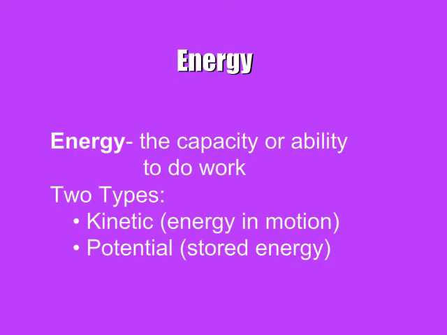Now that we've learned about the different types of macromolecules that the body uses for nutrients, we're going to shift topics and talk more about metabolism. In order to understand metabolism, it's important to understand what energy is. Energy is basically the capability to do work. And there are 2 different types of energy in the body: kinetic energy, which is energy in motion, and potential energy, which is energy that is stored.